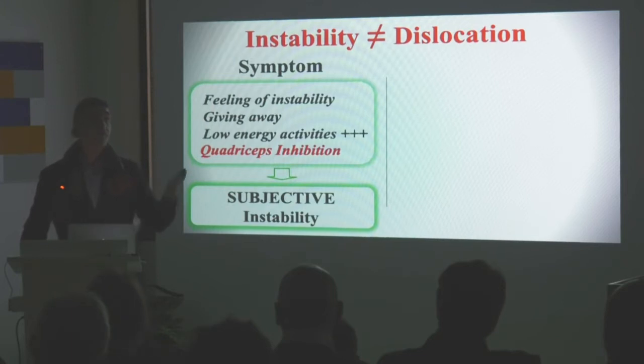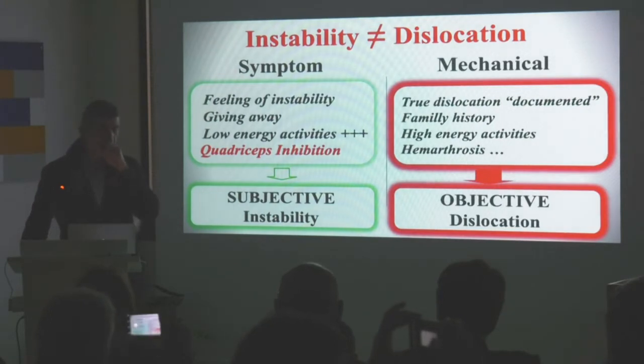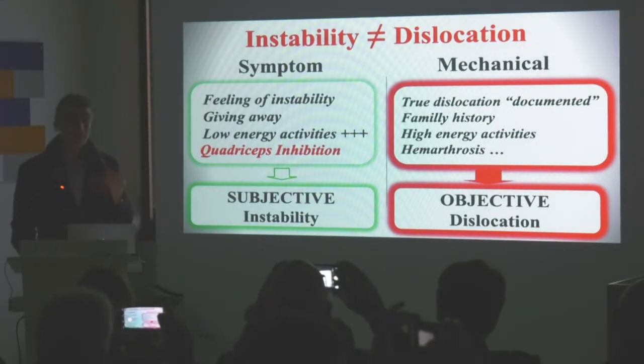So if you go fast and if you don't listen too much to your patient, she has a patellar dislocation, good, I do an MPFL, good for me. And sometimes you do MPFL for not a patellar dislocation, only for a feeling of instability, subjective instability, which is coming from a quadriceps inhibition. And sometimes it's very, very important. So this is what we call subjective instability. Totally different from the mechanical instability, where you have a true dislocation.